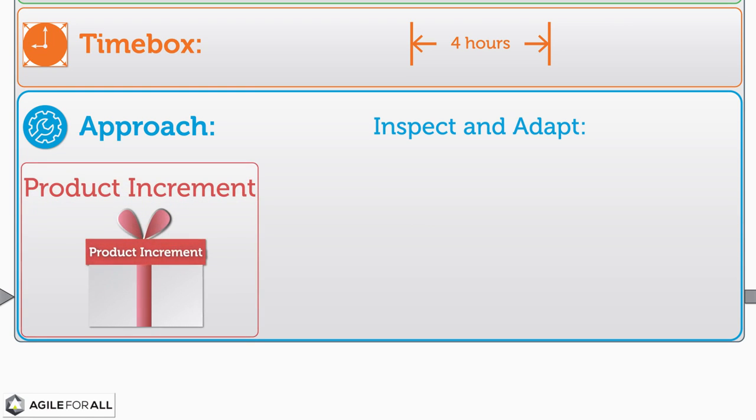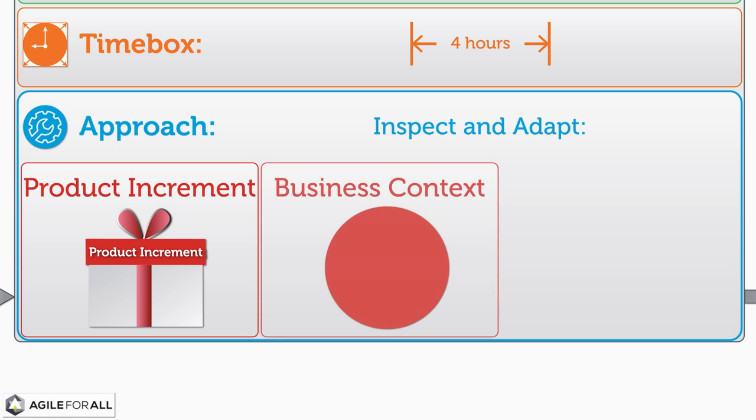First, the team demonstrates the product increment developed during the sprint. The team answers any questions that might arise about the demonstrated increment. Next, the attendees have a collaborative discussion of the business context for the product, including any new developments in the marketplace, feedback from users, projected release dates if applicable, and any other relevant details that help the team decide what would be the most valuable thing to work on next.